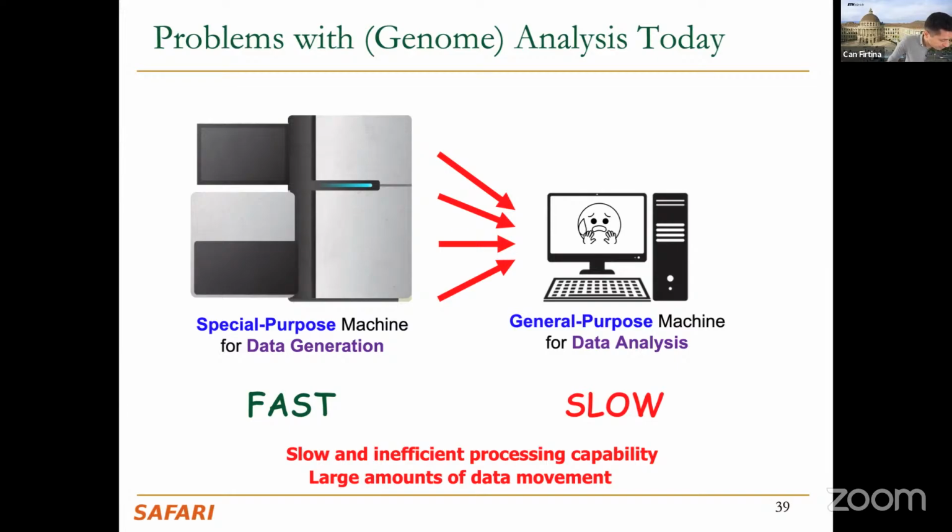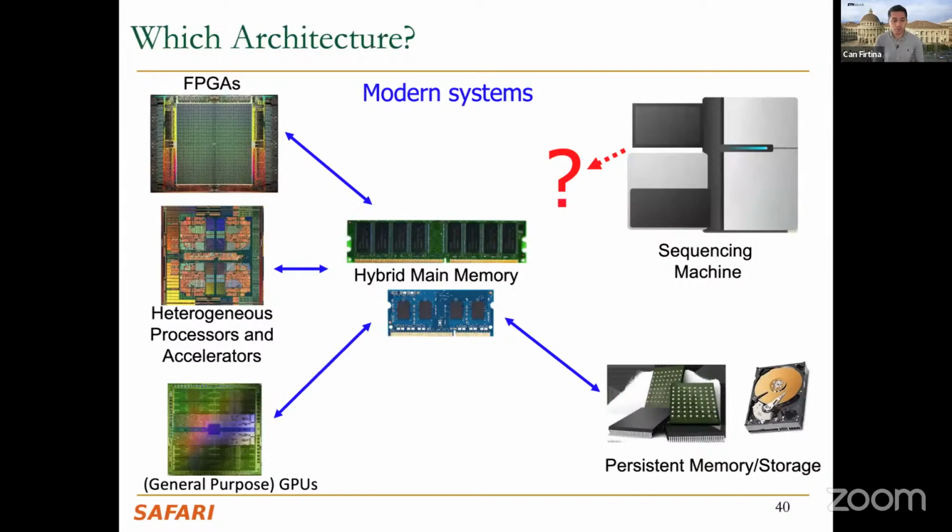I guess the question is, why use, for example, an FPGA for genome analysis? What are we currently lacking in the space right now, right? So this is also a related question that I'll try to get into in a few minutes.